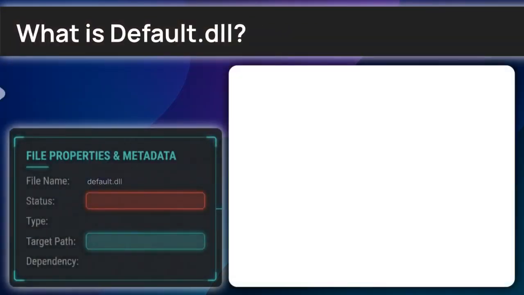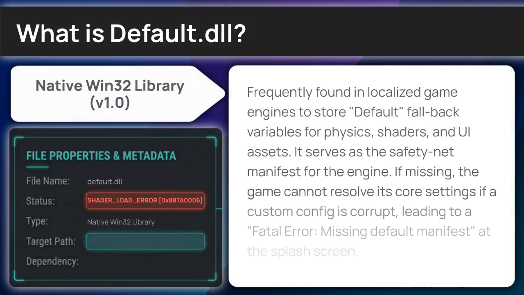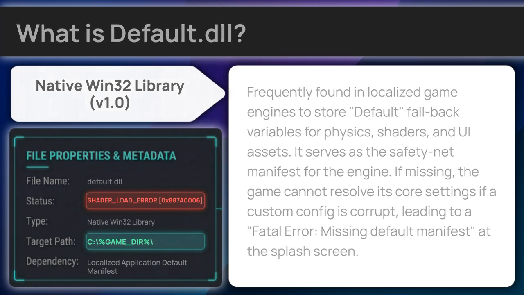This is the Default Library, frequently found in localized game engines to store default fallback variables for physics, shaders, and UI assets. It serves as the safety net manifest for the engine. If missing, the game cannot resolve its core settings if a custom config is corrupt, leading to a fatal error: missing default manifest at the splash screen. Since we've covered what this file is, let's move to the primary fix.